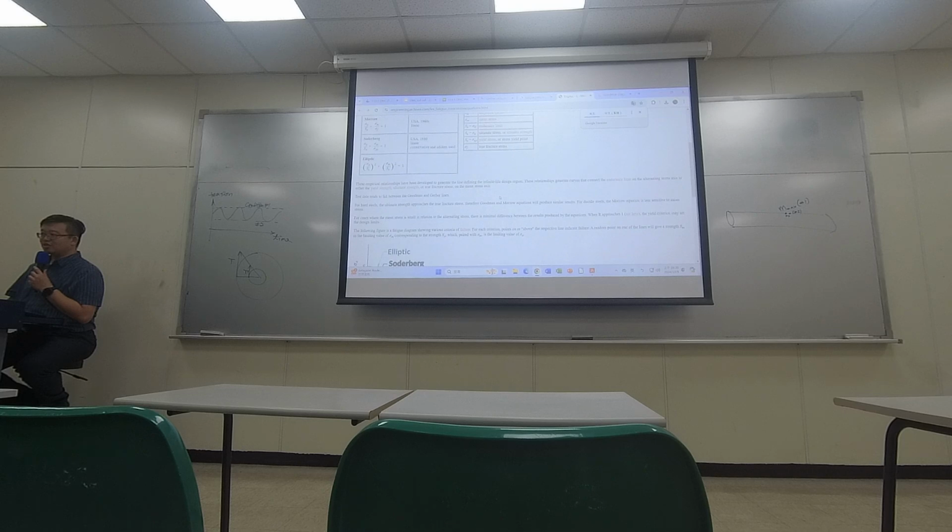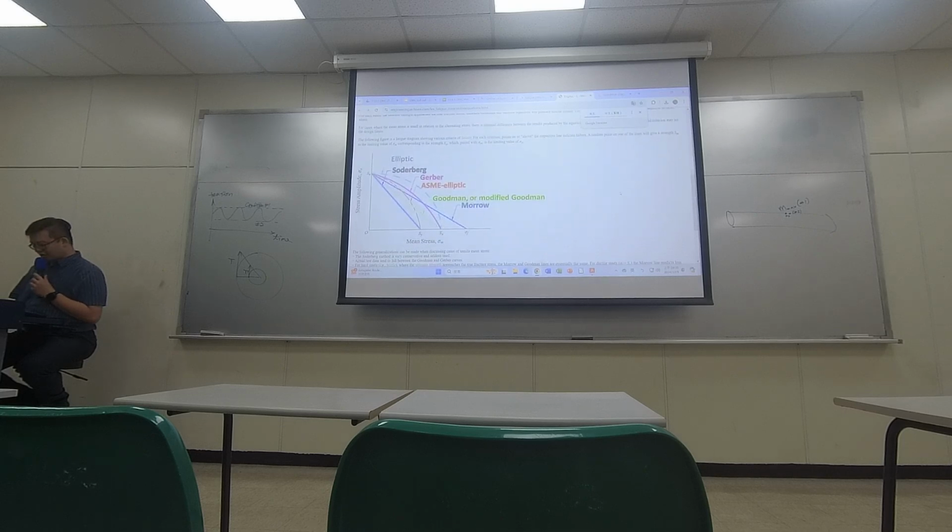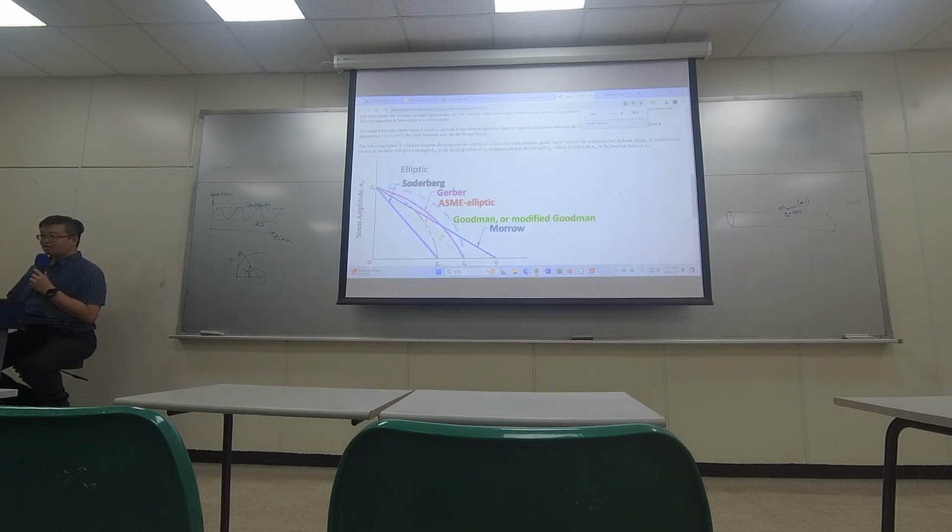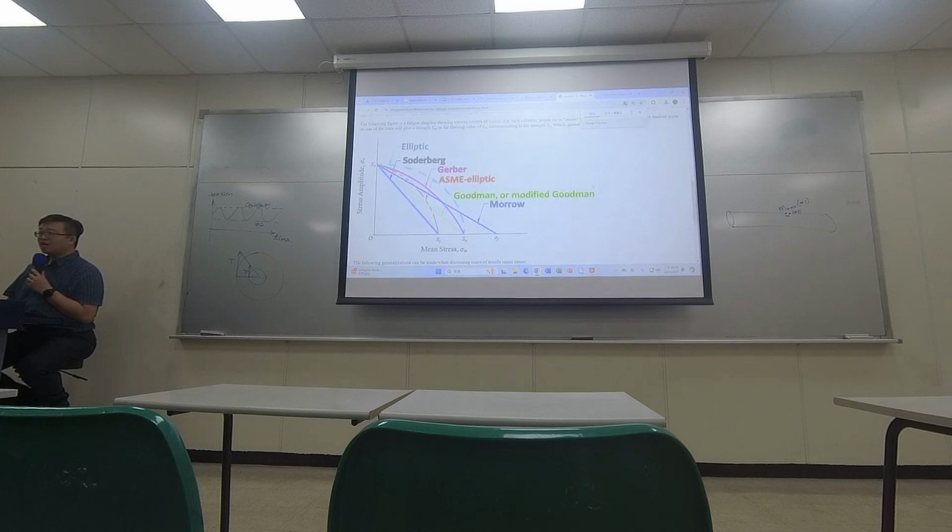From here you can see many more different models. Let's first look at the ones that we are familiar with. Those ones share the idea of Goodman: the amplitude part cannot be larger than the endurance limit. So they all follow this idea. But for the mean part, every model has a different concept.